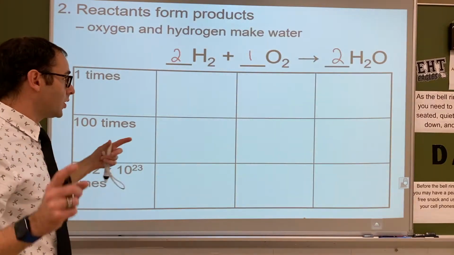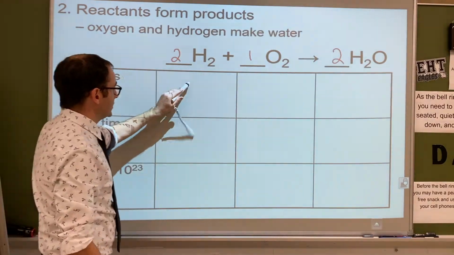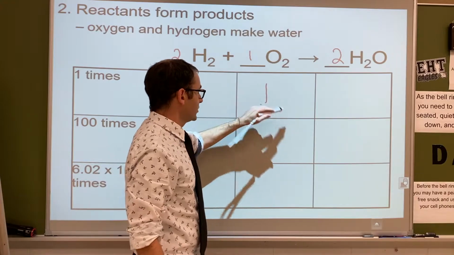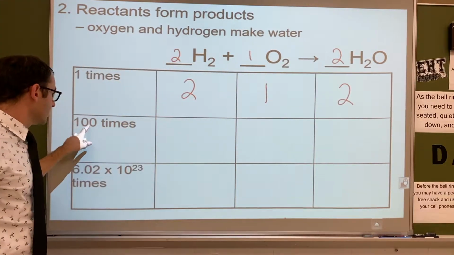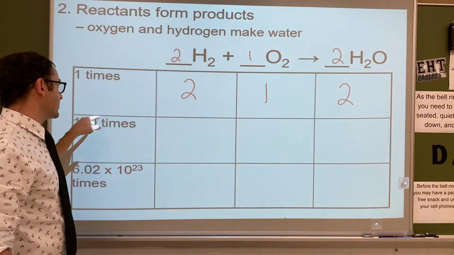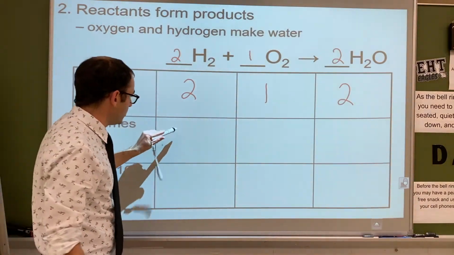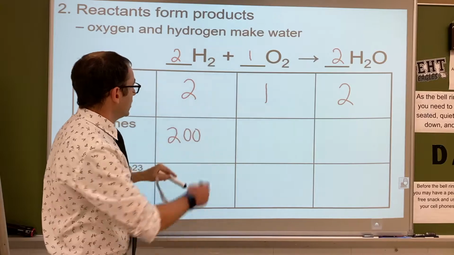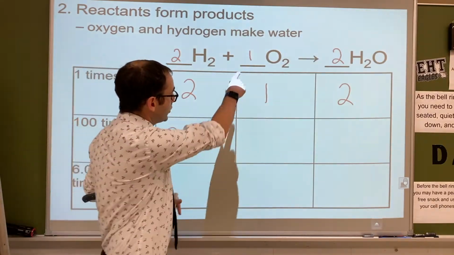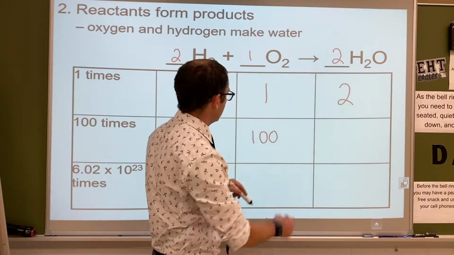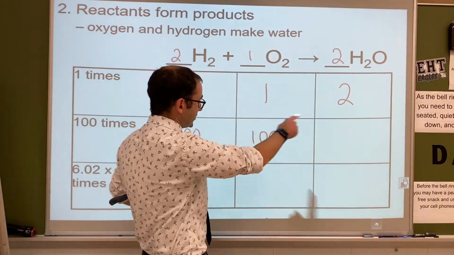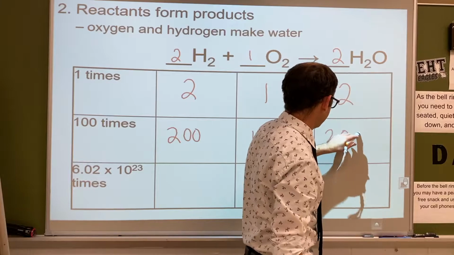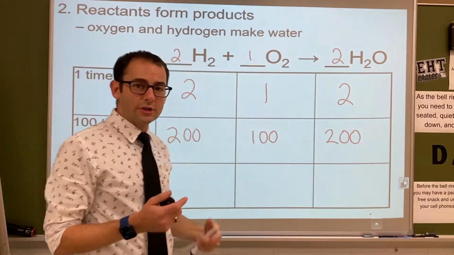Now that's just for one time. So like if you just had 2 of these and 1 of these, you can make 2 waters, all right? Let's say we have 100 times this. So let's say we have 200 of these hydrogen gas particles. We have 100 of these oxygens. How much water can we make? Well, the ratio tells us we can make 200. And that's kind of what we're doing in this chapter.